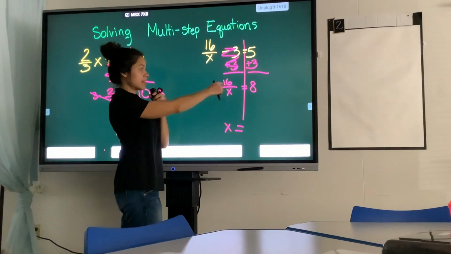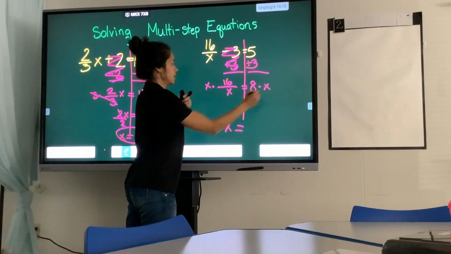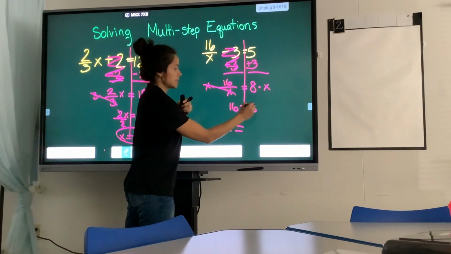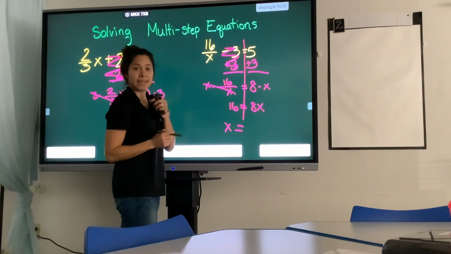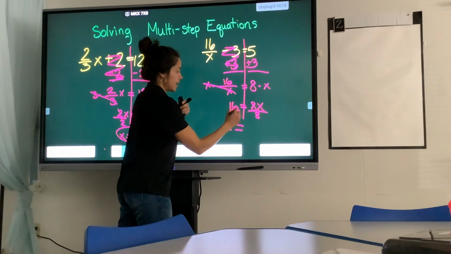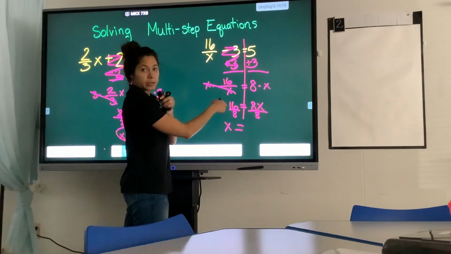And again, the opposite of dividing by x is multiplying by x to both sides. That's going to cancel. We will be left with 16 equals 8 times x. At this point, the opposite of multiplying is dividing each side by 8. And x will be equal to 2.